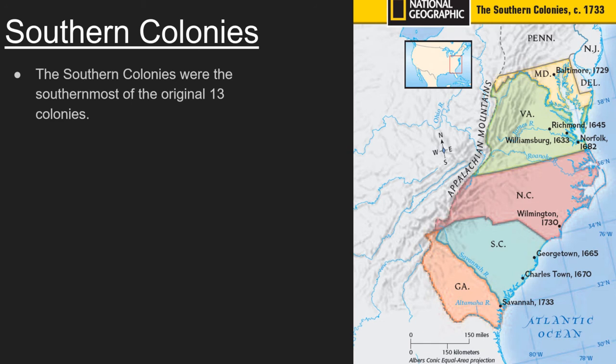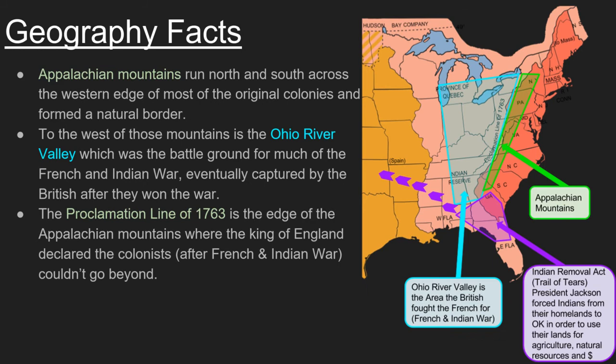Southern colonies. The southern colonies were the southernmost of the original 13. They span the most land. You have Georgia at the far south all the way up to Maryland in the northern part of these southern colonies, okay? So press pause on these if you really want to study it out and get a better feel for where these colonies or other things are on the maps as we go.